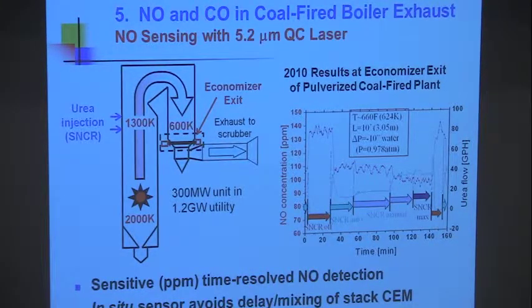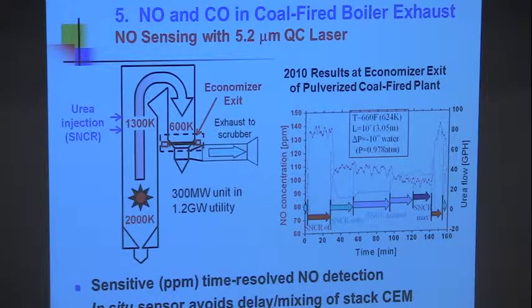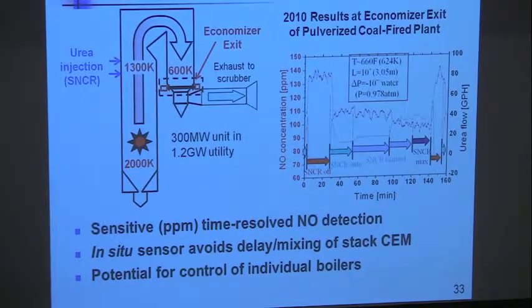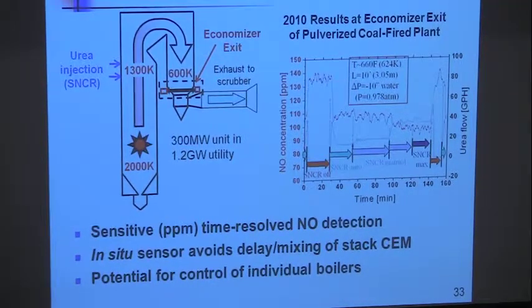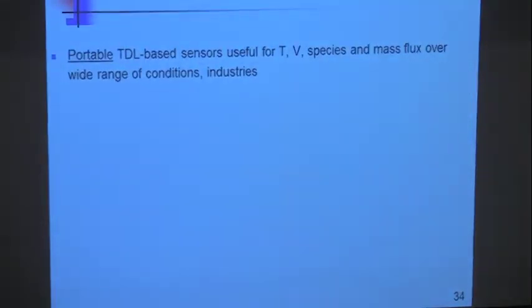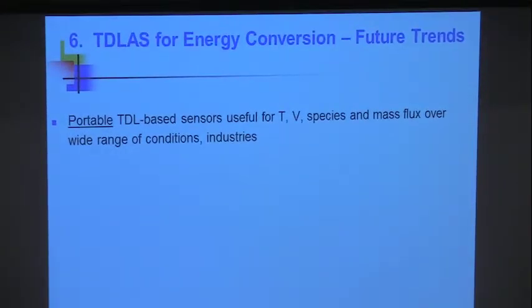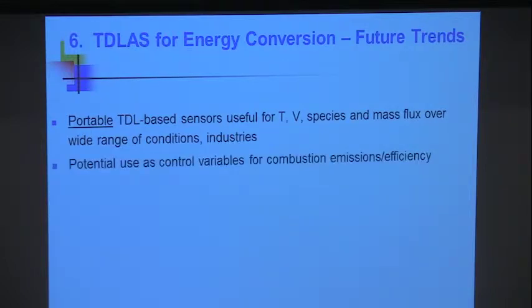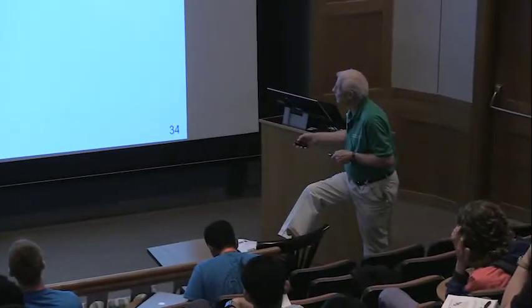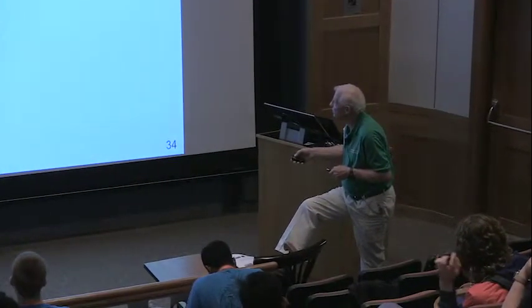Okay, so the in-situ sensor avoids the delay of mixing. You could imagine the potential control. By the way, multiple boilers might feed into the same stack. So if you want to control individual boilers, you might need something like this down near the ground. A little bit slow, I guess. I hope I've kind of convinced you that these systems are more or less portable, robust, could be used for controlling systems, control variables, emission efficiency, et cetera. Could be very useful for power plants where they're worried about pollutants especially.